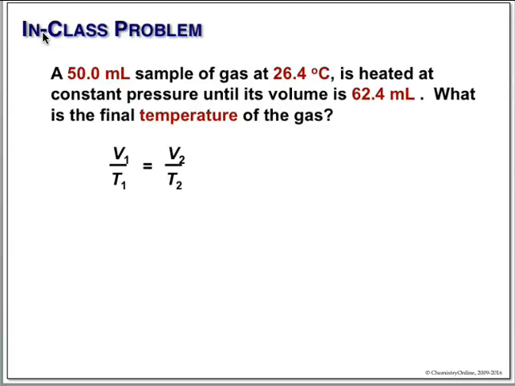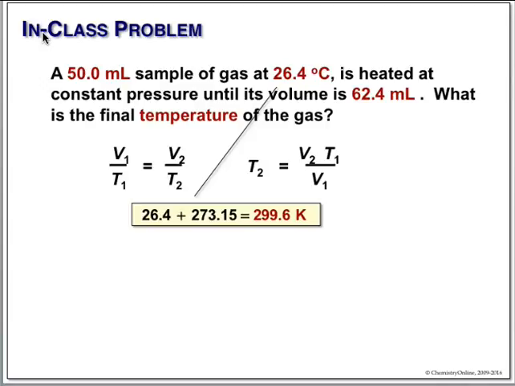Make sure you can do that. When you solve this thing for T2, it should look like that. T2 equals V2 times T1 over V1. Straightforward algebra. Now T1 here is quoted as centigrade, isn't it? So we have to convert that to Kelvin. How do we do that? We add 273. This makes it darn near 300 Kelvin.